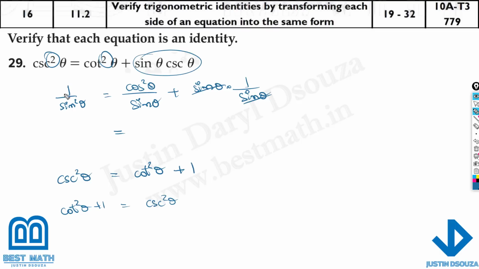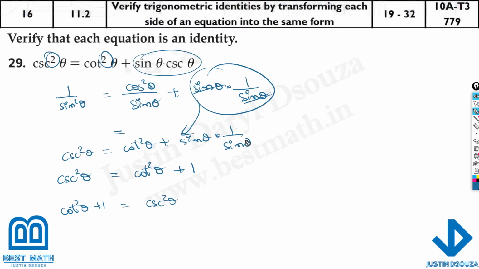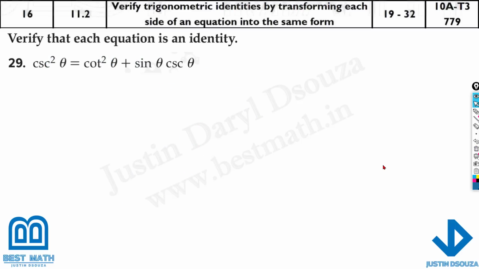In fact, for this problem, you don't need to write this step. You just write this part here. Say cosecant squared theta equals cot squared theta plus sine theta multiplied by 1 by sine theta. And then write LHS equals RHS. You must get the full marks. No need of this one, just these. Even the second and third steps are more than enough. You should get full marks for this. So that is how we solve this problem.